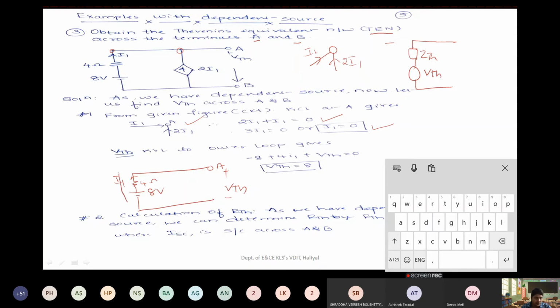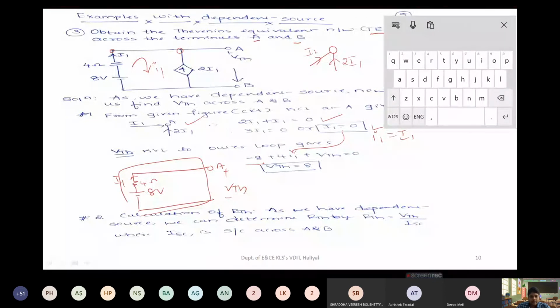If you apply KVL to the outer loop, what you get is minus 8 plus 4 times I1 plus VTH equal to 0. As I1 is already 0, this small I1 is nothing but capital I1 only, because if you assume a loop current like this, the same current will flow. So VTH will be equal to 8 volts, right? Okay, is that clear now to everyone? Yes, sir.